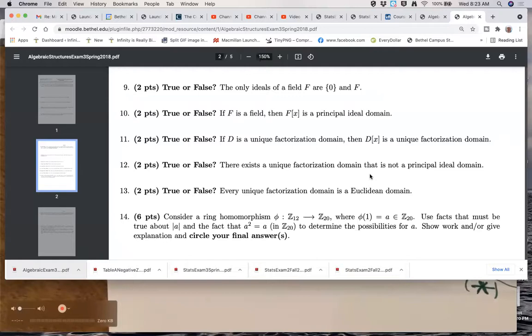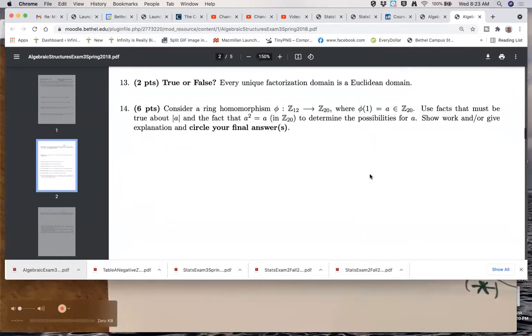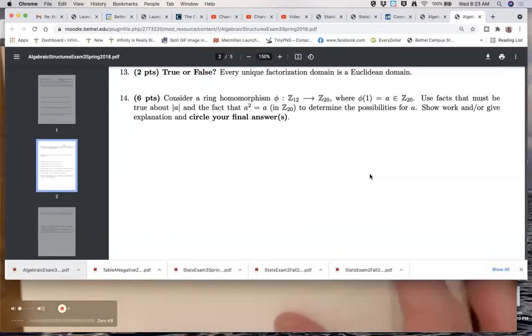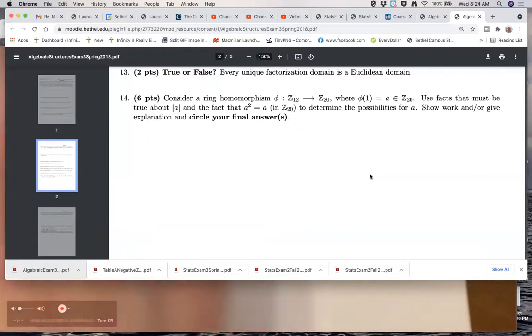Well, these other ones are related to stuff we just talked about today. And let's look at 14 in detail here. Consider a ring homomorphism from Z12 to Z20, where phi of 1 equals A in Z20. Use facts that must be true about the order of A and the fact that A squared equals A in Z20 to determine the possibilities of A. And the order of A here is referring to its order as a group element under addition.